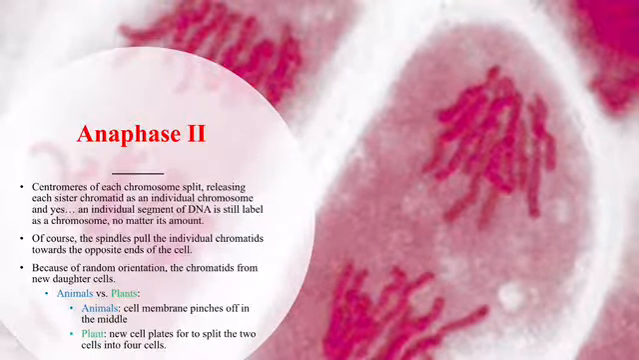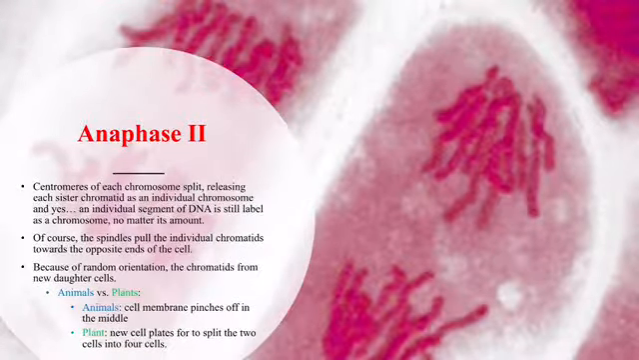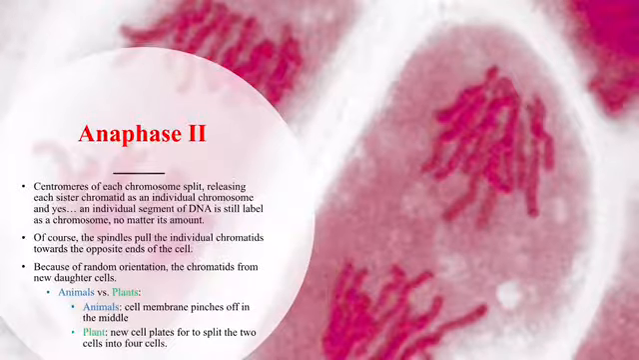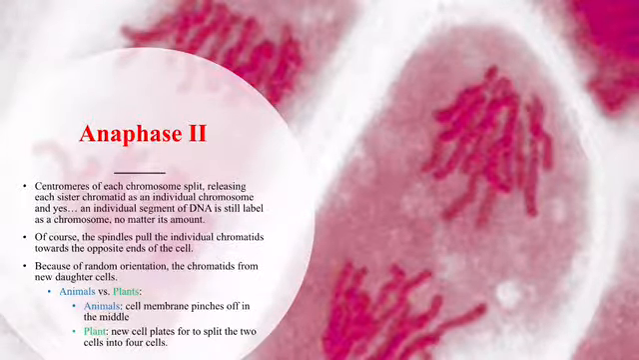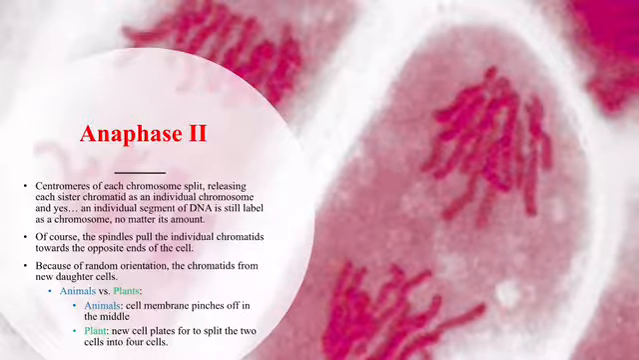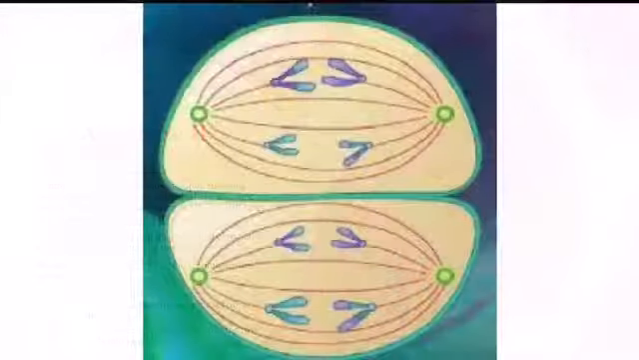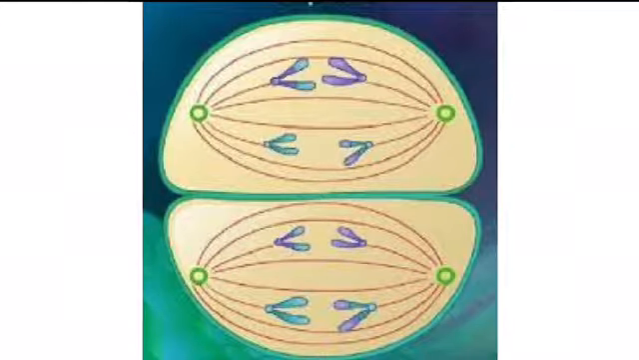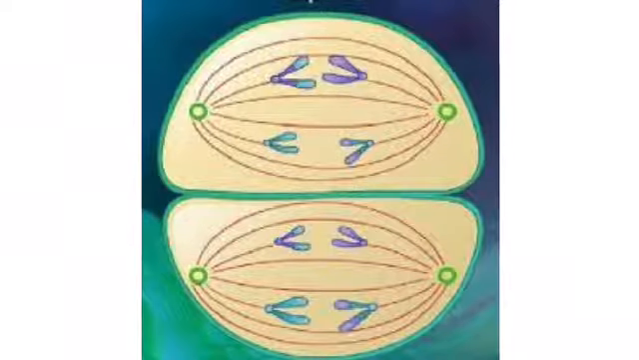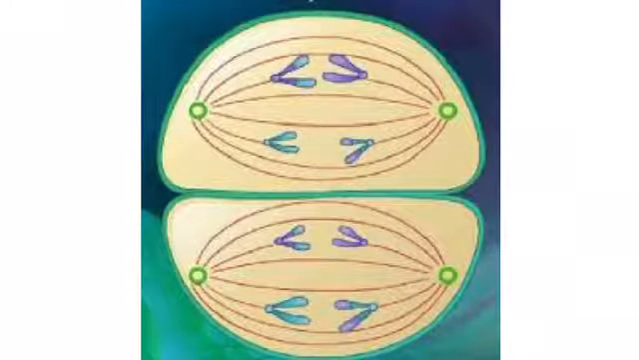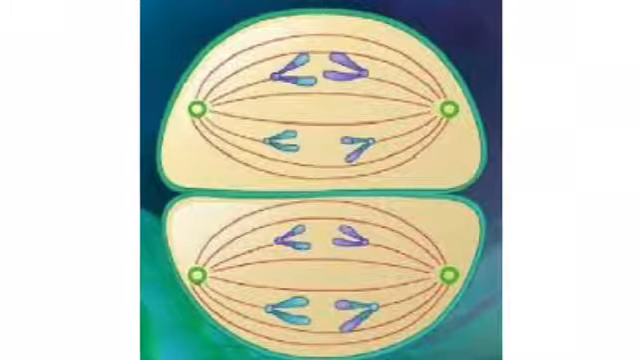So whether it's a pair or half of a pair, which is a sister chromatid, or half of a sister chromatid, of course, the spindle fibers pull the individual chromatids towards opposite ends of the cell. Because of random orientation, the chromatids form new daughter cells. So let's discuss plants versus animals. In animals, the cell membrane pinches off in the middle because we don't have a cell wall, whereas plants, which do, form new cell plates to split the cells into 4.